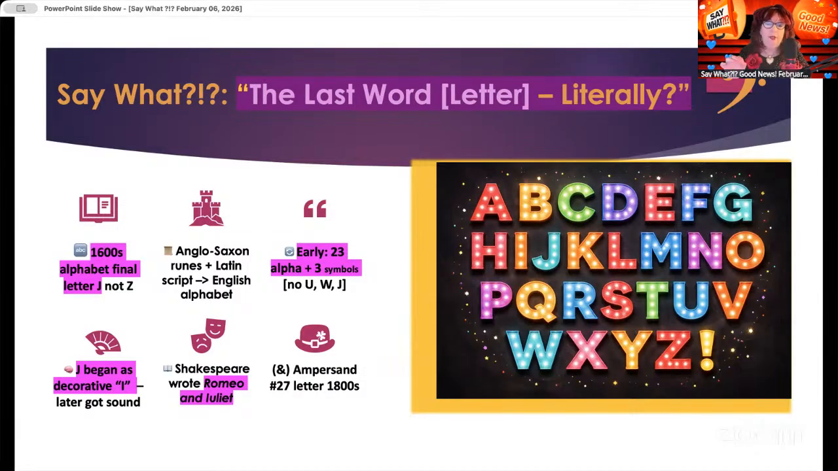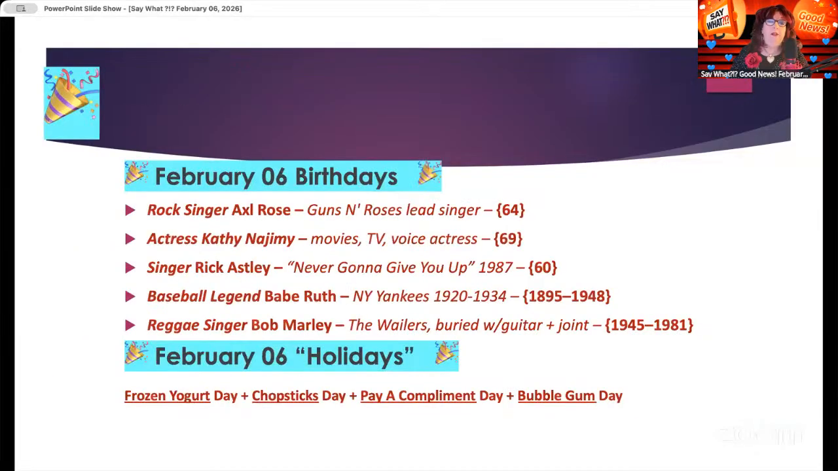Shakespeare wrote Romeo and Juliet, I think it was, first. Then the ampersand was added as the 27th letter in the 1800s. And finally, we got the Z. So Z was not the last letter originally of the alphabet. And there's our sparkling, charming alphabet. So you want the last letter? Now it's Z.